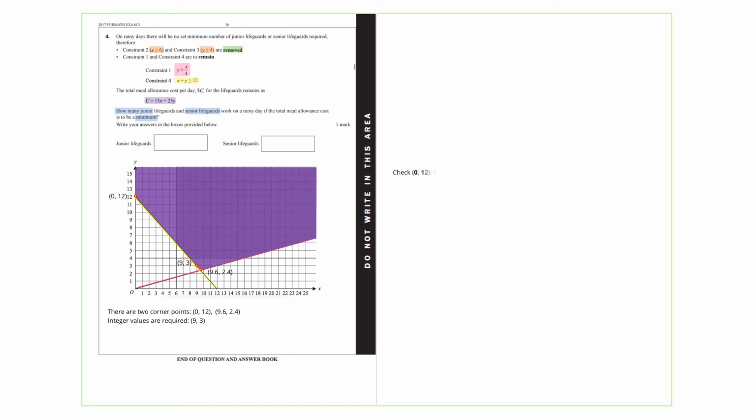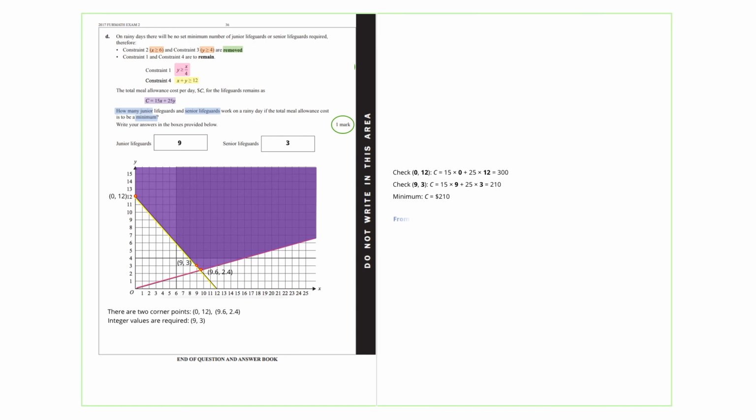The cost is going to be 300. If we check the point with coordinates 9 and 3, the cost is going to be 210. So the minimum cost is $210. So the numbers that we need in the two boxes are 9 for junior lifeguards and 3 for senior lifeguards. This question is worth 1 mark for both correct answers.